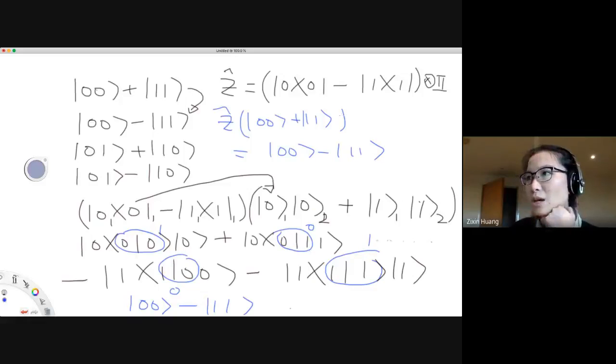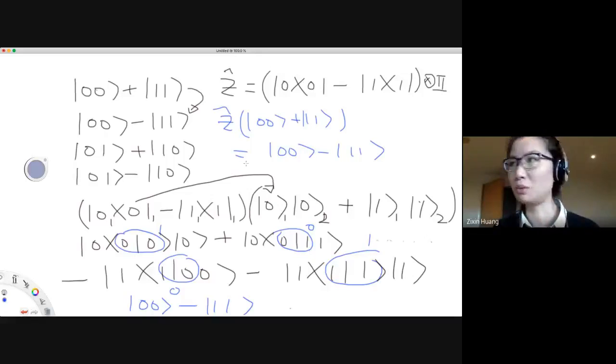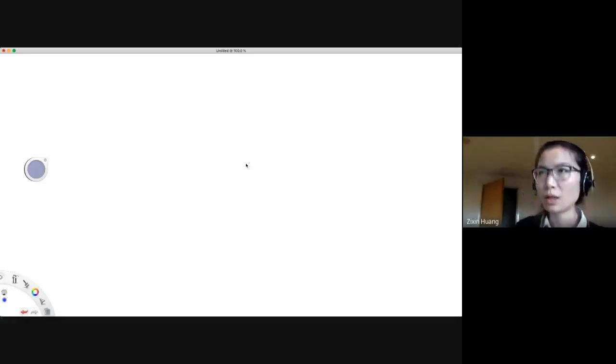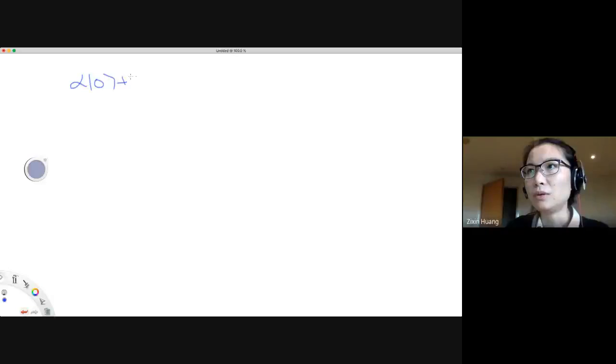I hope that's clear, or it becomes clear if you stare at it for a bit longer. There is a slightly more elegant way of doing it, or you can do it in matrix notation, which I'll repeat just to hammer it in. So remember that we write alpha 0 plus beta 1 in vector form as alpha, beta.